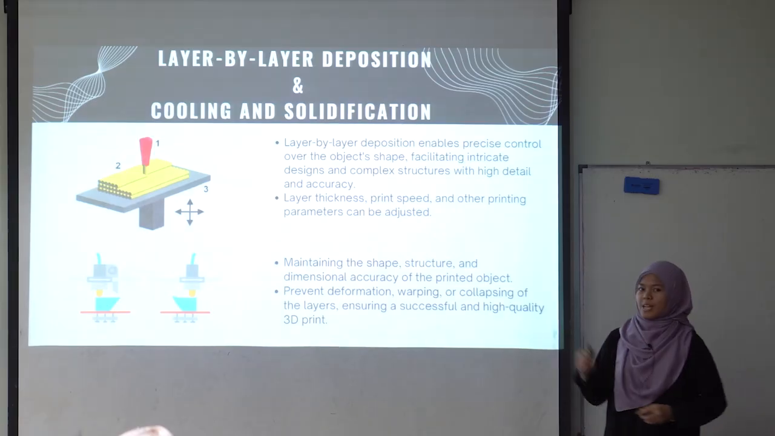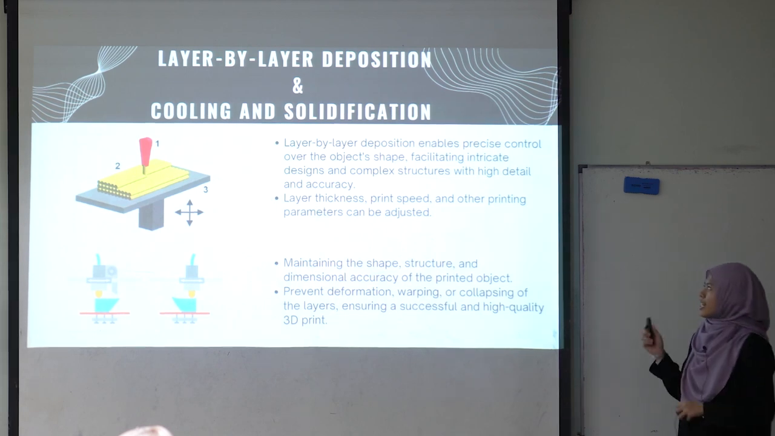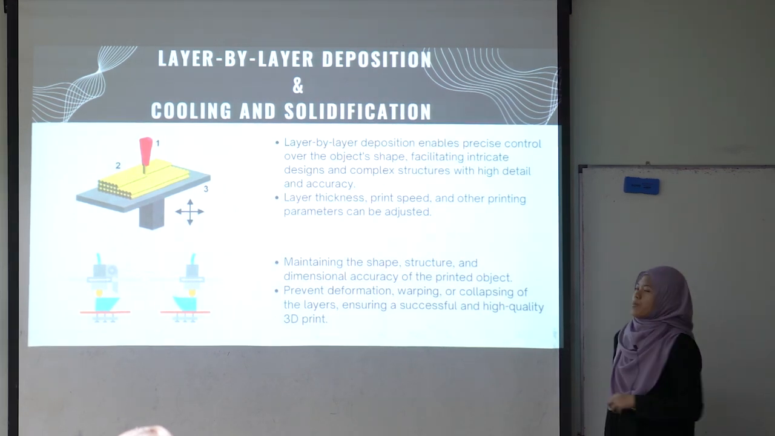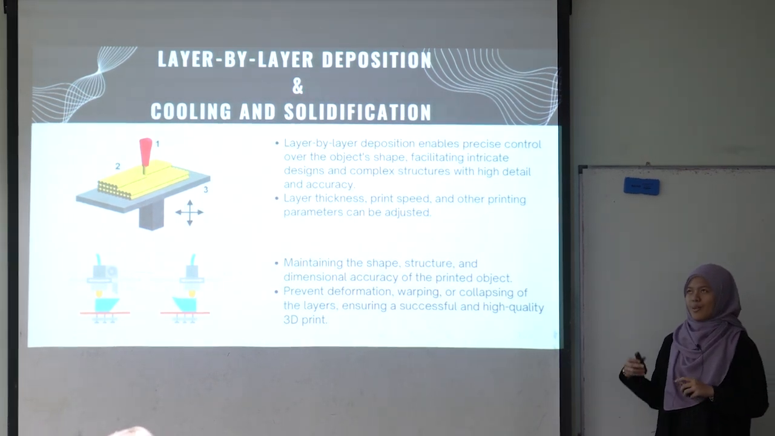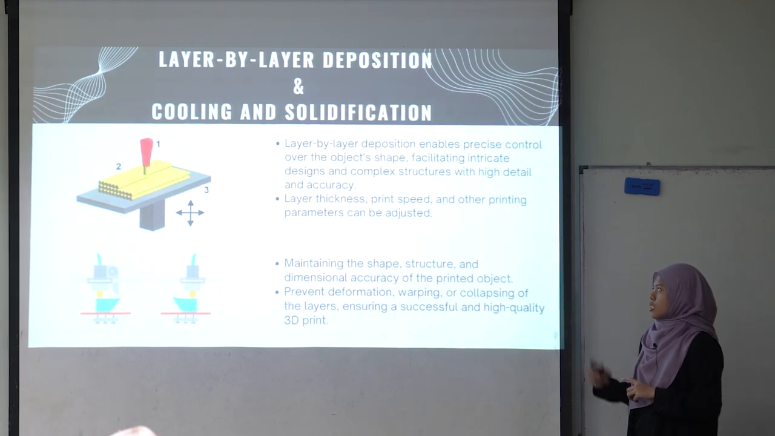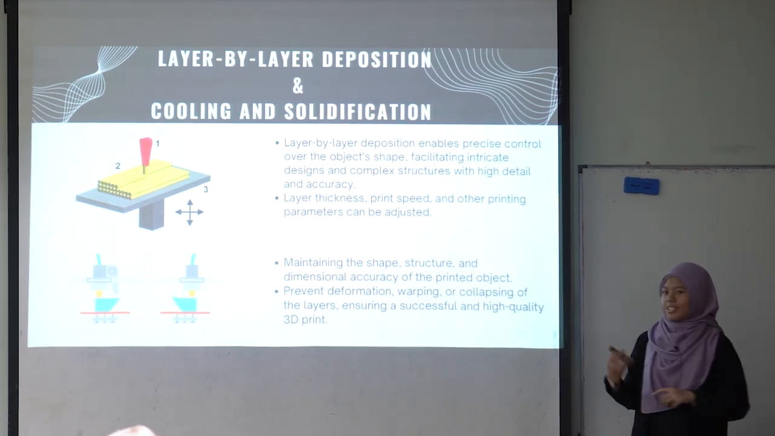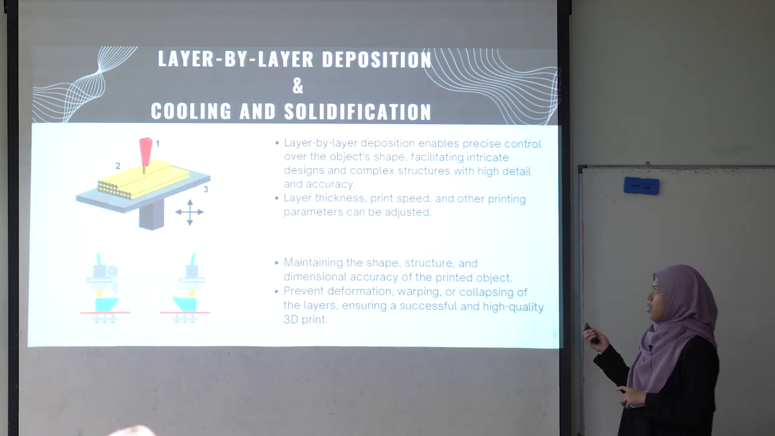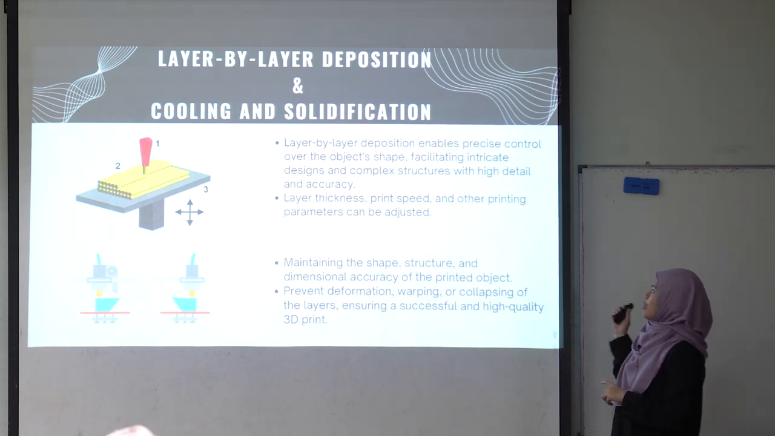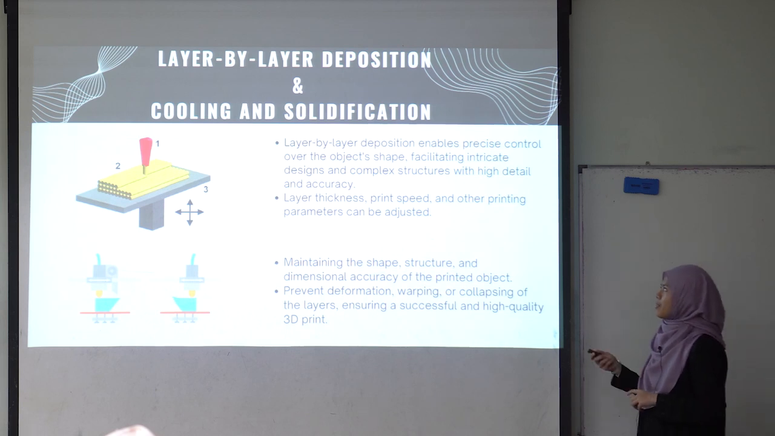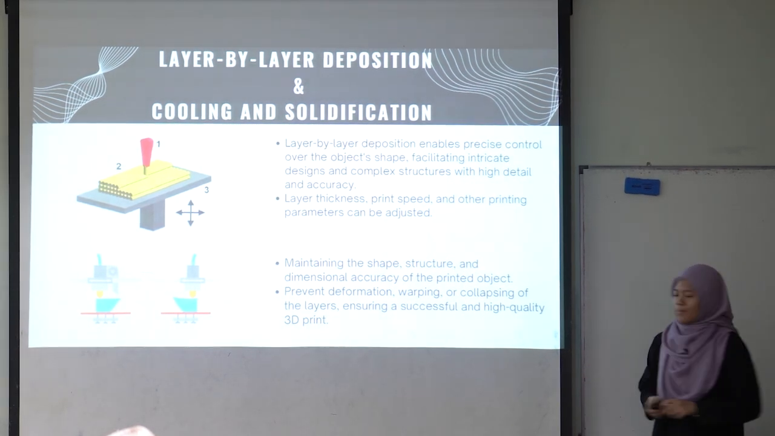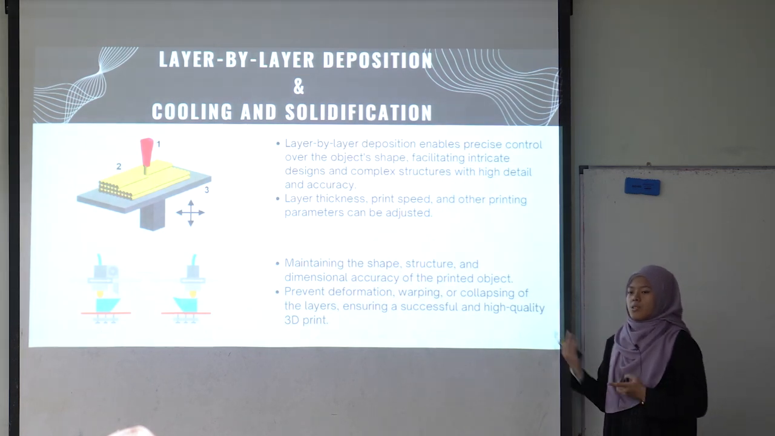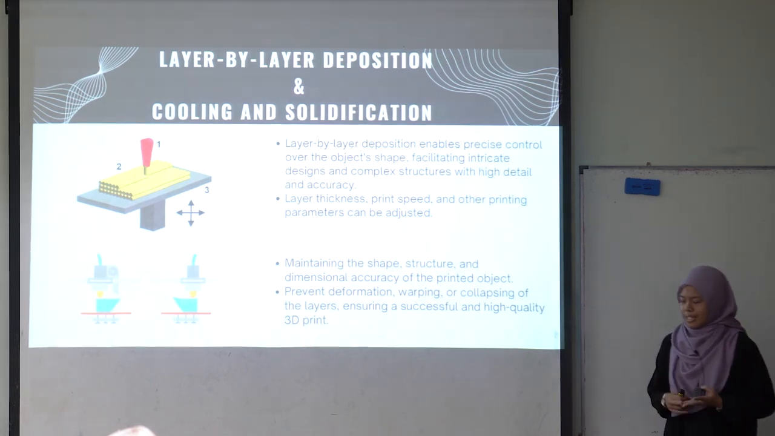I will continue with the next steps, which are layer by layer deposition and cooling and solidification. Layer by layer deposition is a fundamental process in 3D printing where objects are built gradually by depositing one layer of material at a time. This process allows for precise control over the object's shape, facilitating intricate designs and complex structures with high detail and accuracy. Layer thickness, print speed, and other printing parameters can be adjusted based on resolution, strength, and printing efficiency.